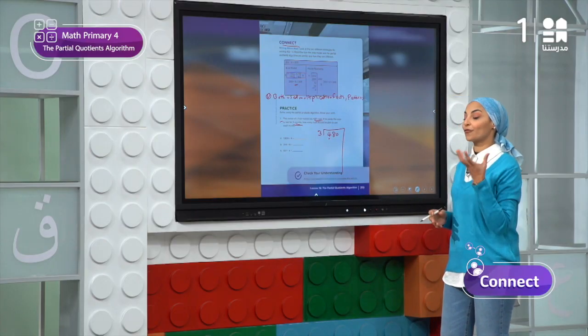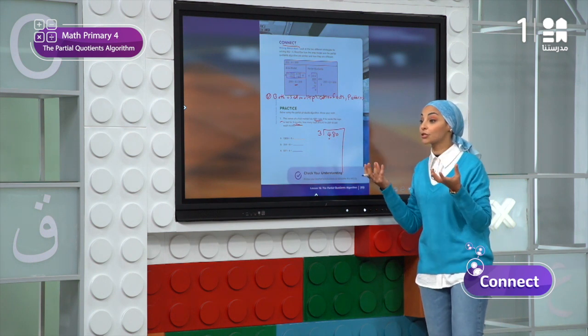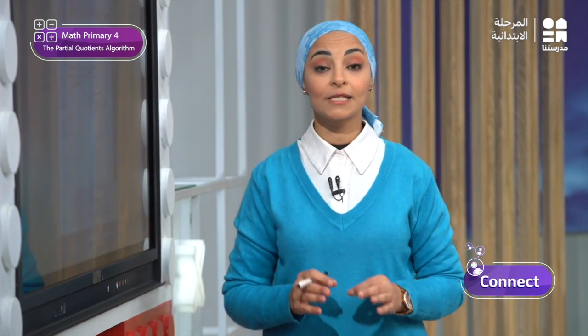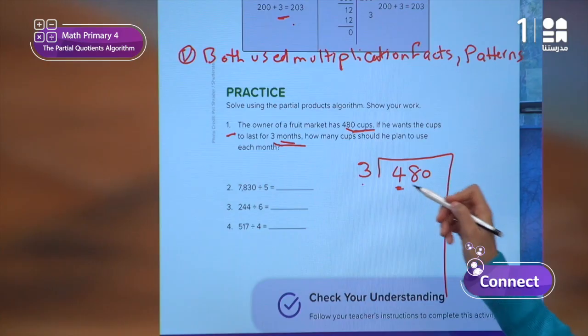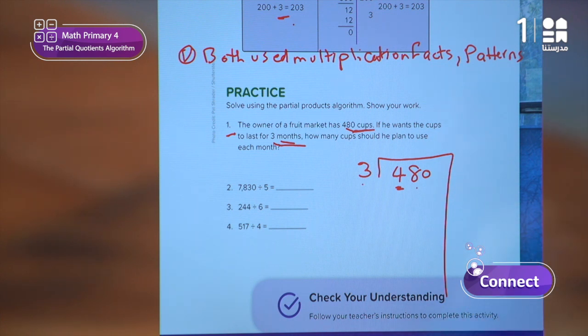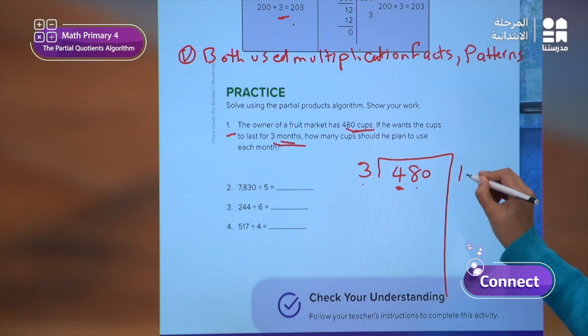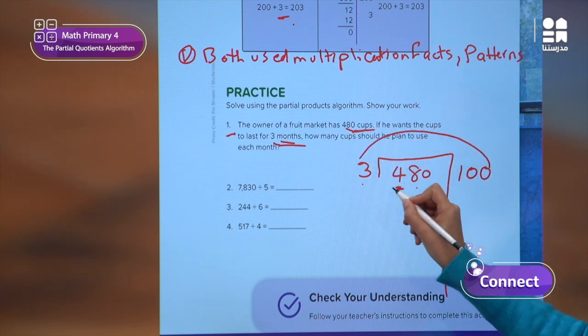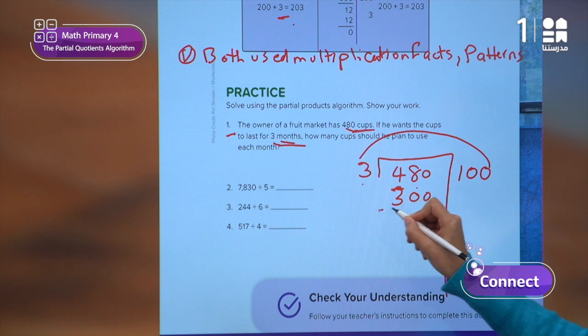Ask yourself, is 400 a multiple of 3? Of course no, it's not a multiple of 3. So let's think of a multiple of 3 close to 400 and less than it. Of course the easiest multiple of 3 close to 400 and less than it is 300. Why? Because 3 times 100 gives me 300, right? Where will I write the 100? The 100 is a part of the quotient, so I will write it here on the right side. As we said, 100 times 3 equals 300, so I will write the 300 here.